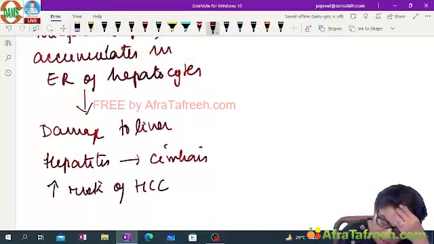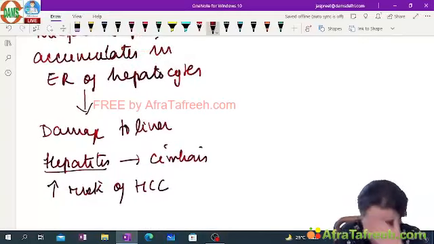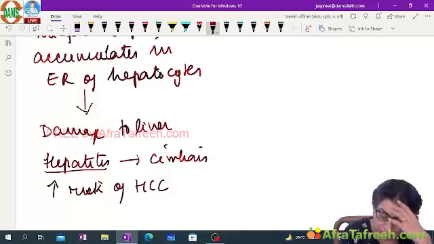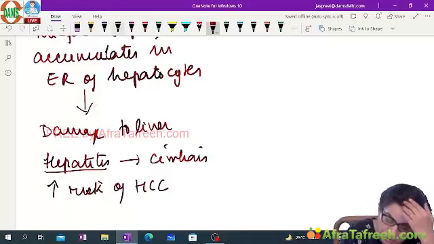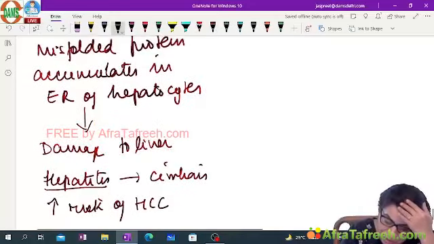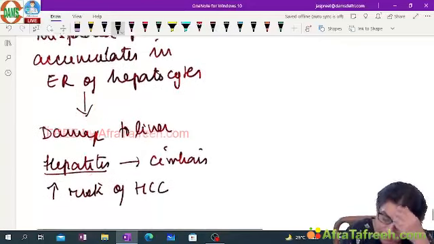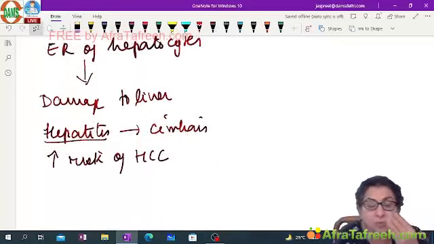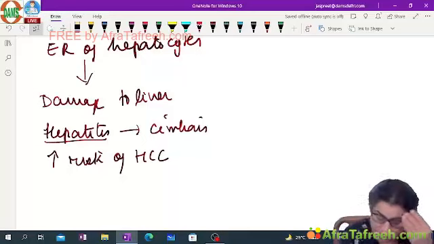So there is damage to the liver. What do you see? The patient develops hepatitis. Hepatitis can progress to cirrhosis and increased risk of hepatocellular carcinoma. And this alpha 1 antitrypsin, which accumulates in the hepatocytes, is seen as PAS positive globules in the hepatocytes.